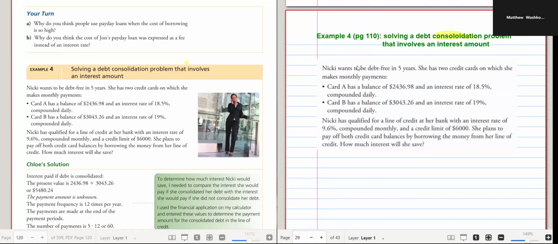So we have Nikki who wants to be debt free in 5 years. She has 2 credit cards in which she makes monthly payments. Card A has a balance of $22,436.98, and an interest rate of 18.5%, compounded daily. Card B has a balance of just over $3,000, interest rate of 19%, and that's also compounded daily.